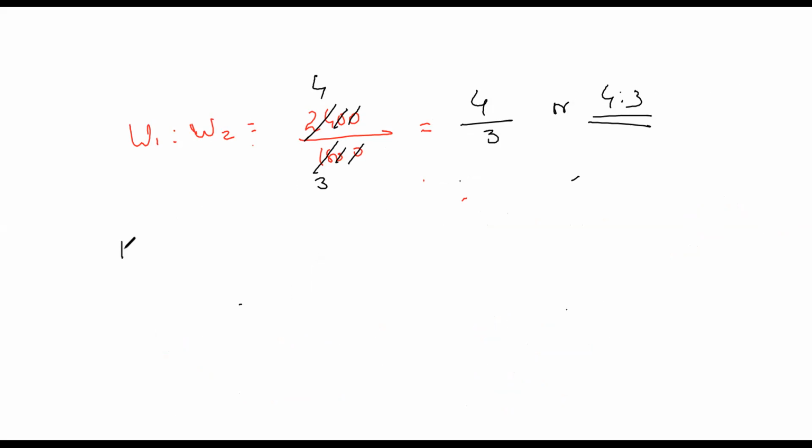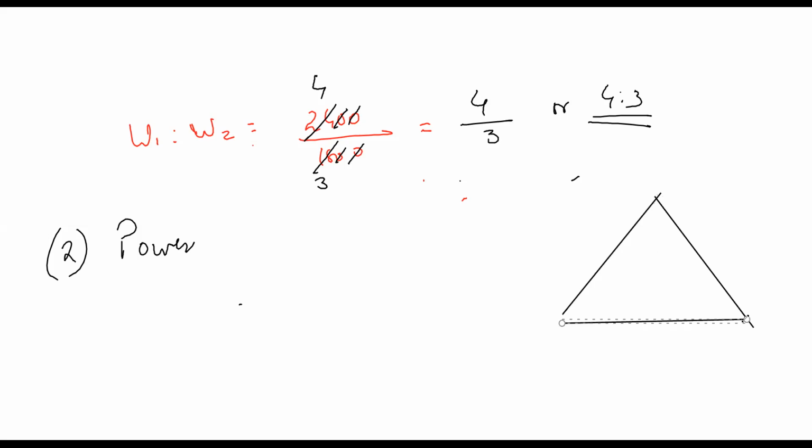Second thing is power developed. Power. Draw the triangle. For the power thing, draw the triangle. Always don't forget to draw the triangle. Correct. Now write down work done, power, time. Correct. So P is equal to what? W by T.